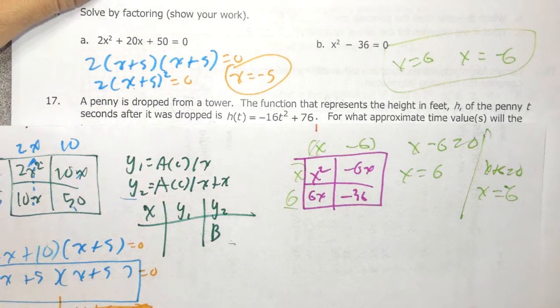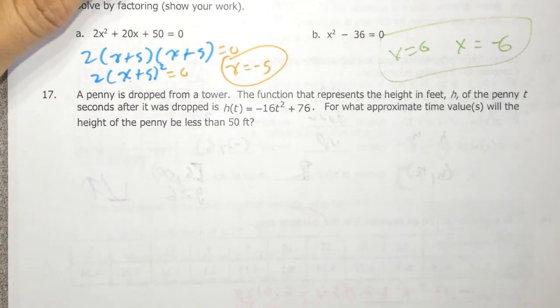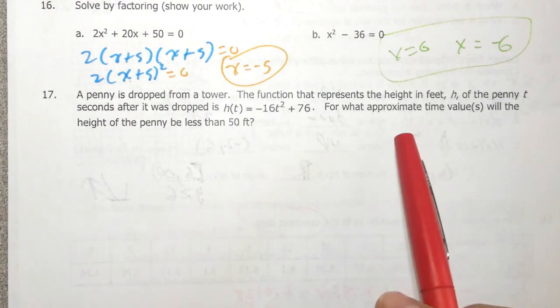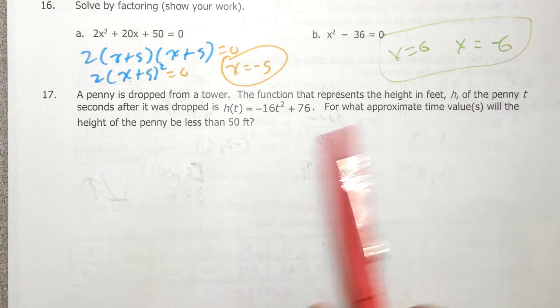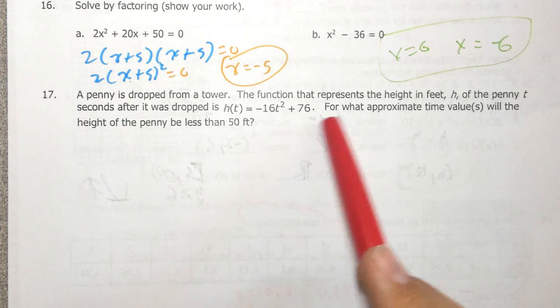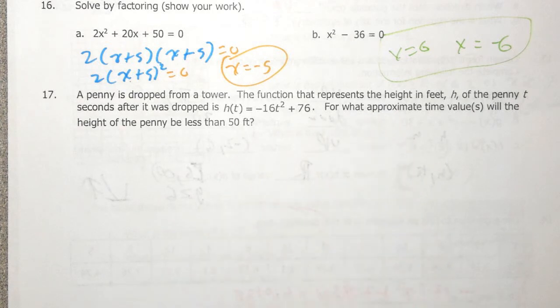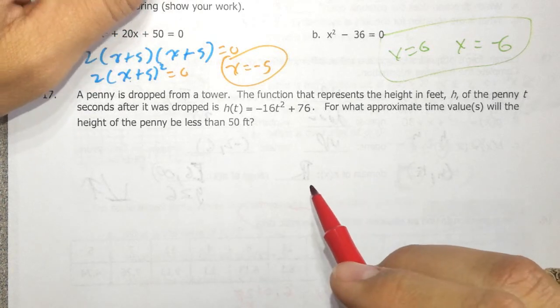And finally we have the last one. A penny is dropped from a tower. If the function that represents the height in feet of h of the penny t seconds after it is dropped is blah blah blah, for what approximate time values will the height of the penny be less than 50 feet? So we want to know when the penny is going to be less than 50 feet.